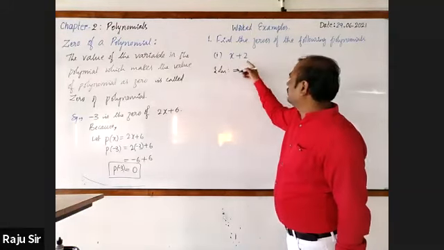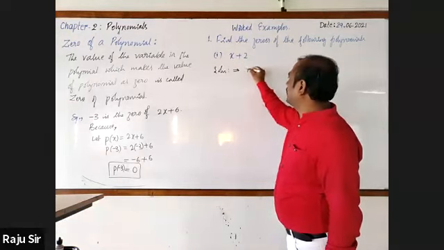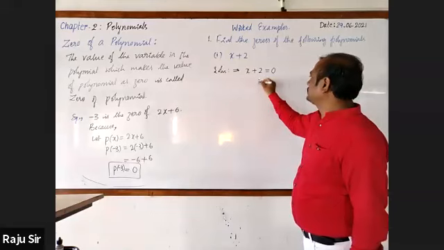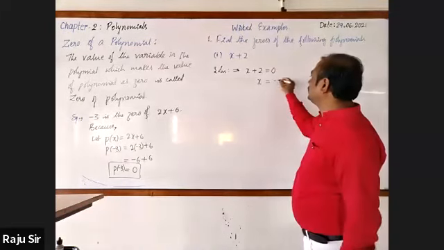So here x plus 2 is the given polynomial. I'm going to equate this to 0. Then find the value of x. x is equal to, transfer 2 to the right hand side.